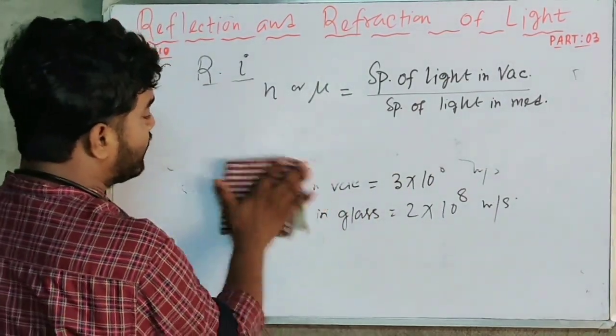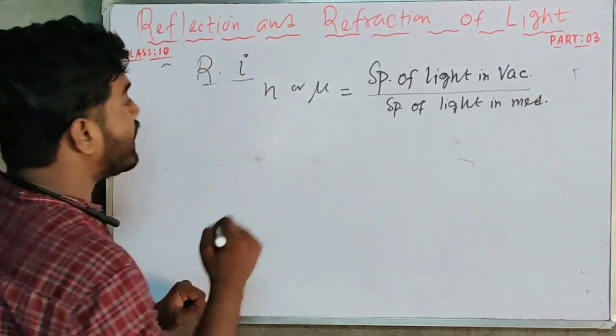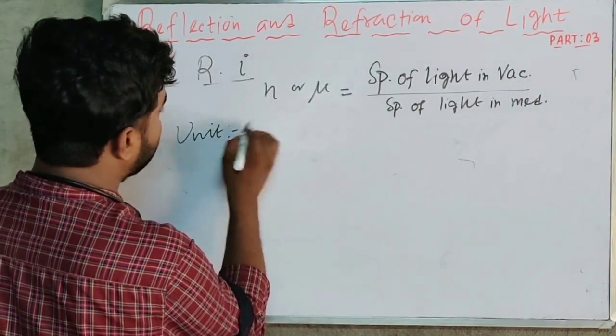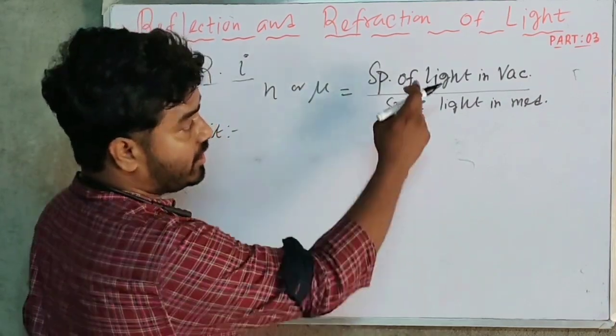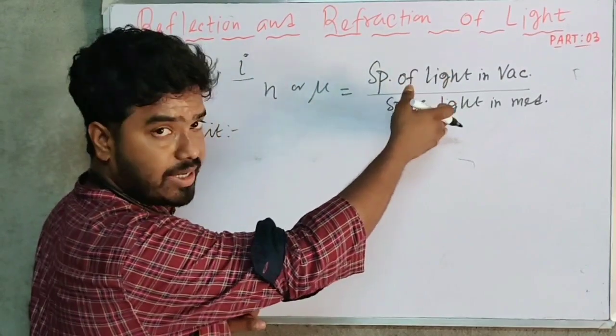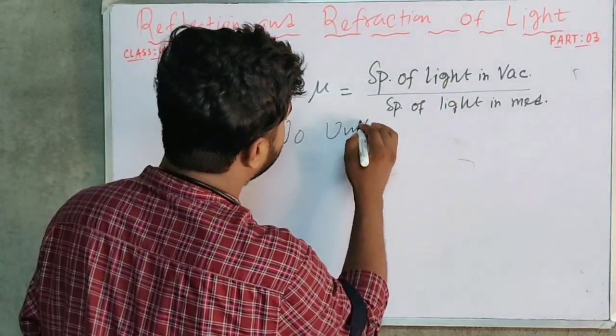As refractive index is the ratio of two speeds, what will be the unit of refractive index? This is the unit of speed, that is meter per second. This is also meter per second. So meter per second cancels out. It has no unit. Clear?